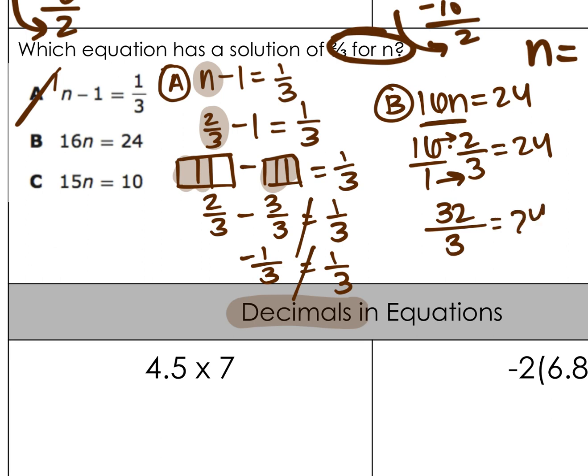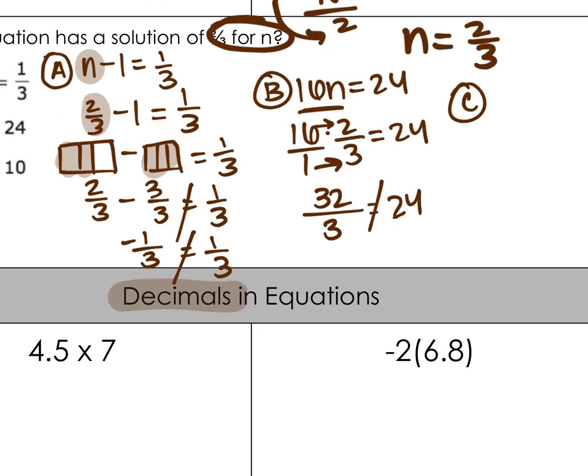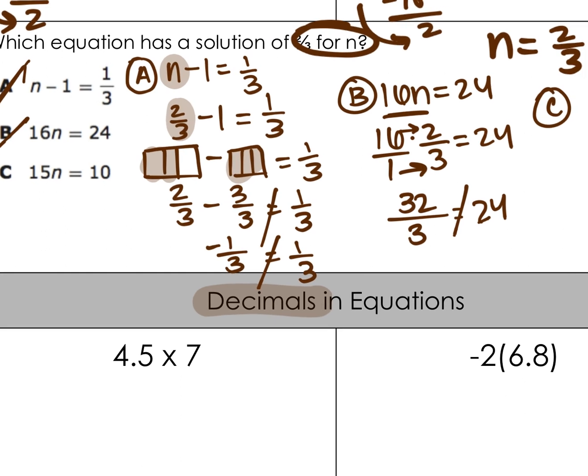This should equal 24. Now, I'm not going to fully divide. 32 divided by 3, well, that's close to 30 divided by 3. I can already tell that this is not going to be true. I know that 30 divided by 3 is going to be 10, so 32 divided by 3 is going to be very close to that. So this is not true. C should probably be correct, but let's go ahead and prove why. For C, we have 15n equals 10.